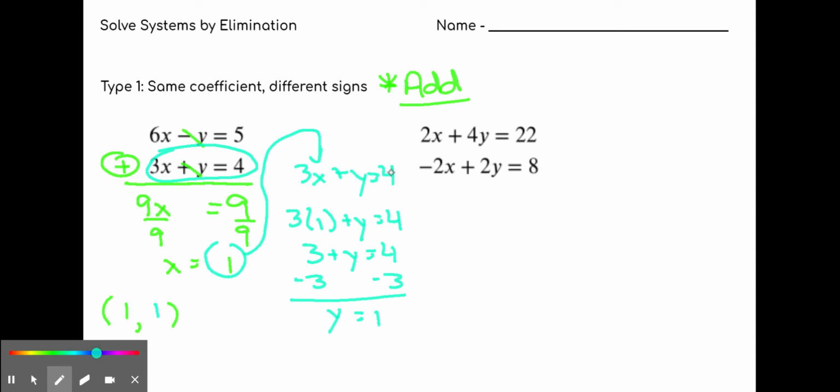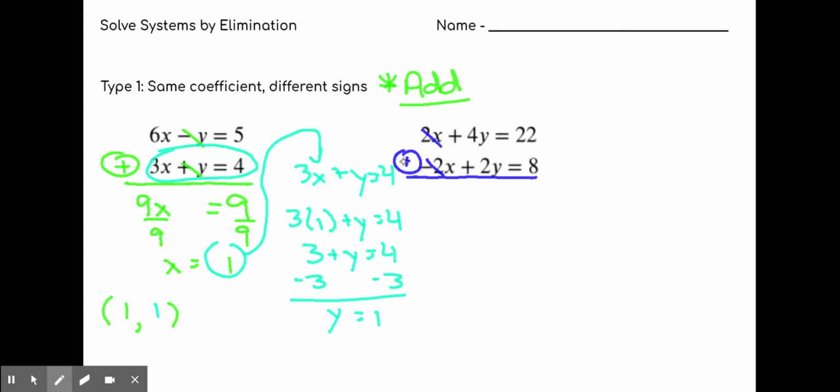Next one I have 2x plus 4y equals 22 and negative 2x plus 2y equals 8. So I look for the same number but different signs. See my 2 here in front of the x, I have a positive 2 and a negative 2. When I have the same number but different signs, I'm going to add the two equations. So 2x plus a negative 2x is 0. Those are going to cancel. They're going to become 0. They're going to go away.